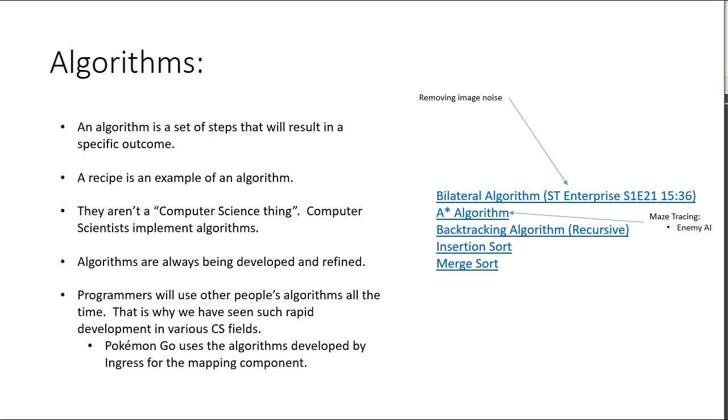A-star algorithm. A-star algorithm is an algorithm that can be used for maze tracing. So very often a version of this algorithm will be implemented if you have a game where there is some sort of AI following you. So you're playing that classic game where you're in a maze and then someone's chasing you. An A-star algorithm is one possible algorithm to allow that person to follow you in that maze. Backtracking algorithms. These are types of algorithms used for a variety of different things. They're often recursively implemented algorithms.